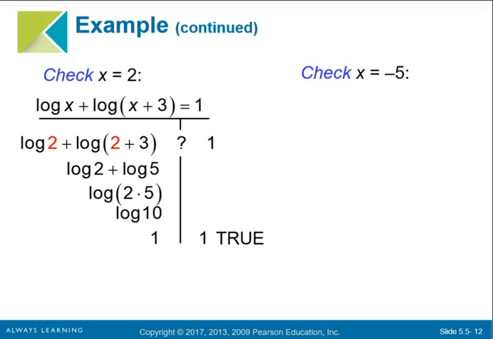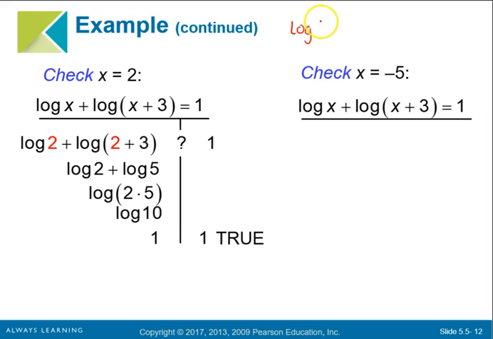This one is a little more problematic, and here's where it becomes problematic. In both of these cases, this is going to give me a negative value. Here's a log of negative 5, which we said cannot have a real solution, and then that's going to become a negative 2, which again, we don't have a real solution for that.